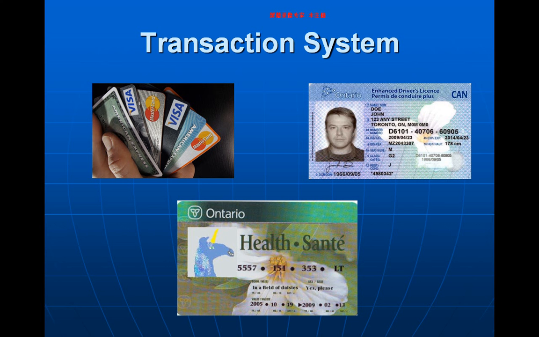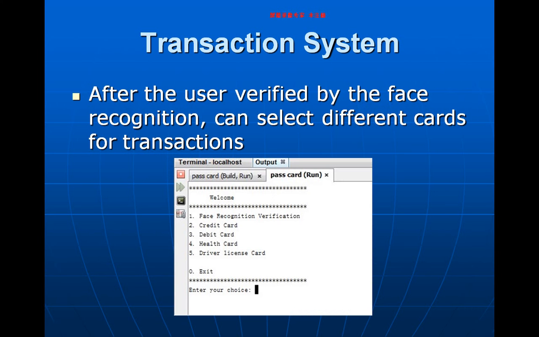Basically, our transaction system contains some commonly used cards, including a debit card, driver license, and health card. This is the GUI of our C programming part, which we designed using NetBeans. As you can see, after the user is verified by the face recognition, the user can select different cards for transaction.